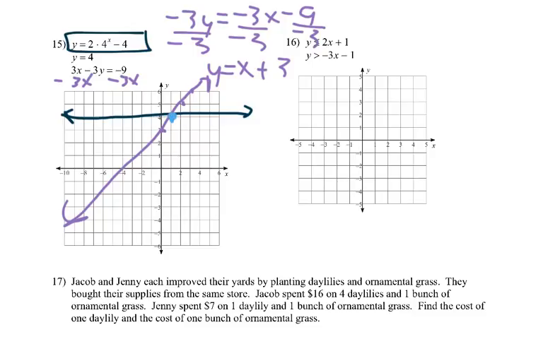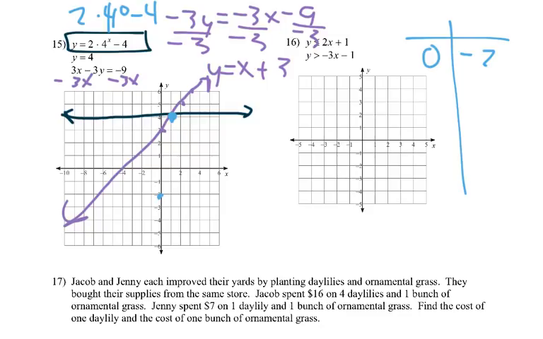Now this last one, y equals 2 times 4 to the x minus 4, the best idea might be to make a table for it. So if I did 0 for x, we'd have 2 times 4 to the 0 minus 4. 4 to the 0 is 1, times 2 is 2, minus 4 is negative 2. So it starts out at negative 2.